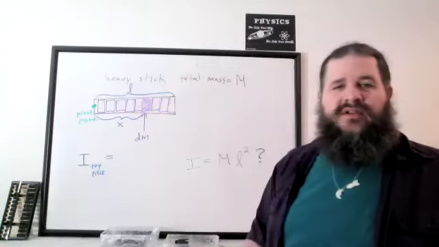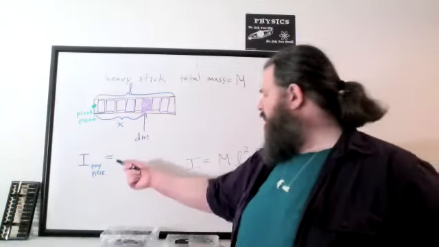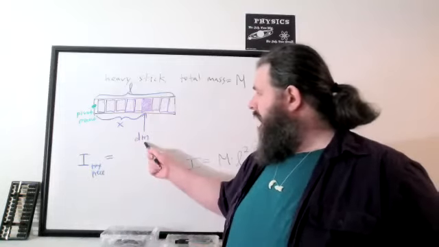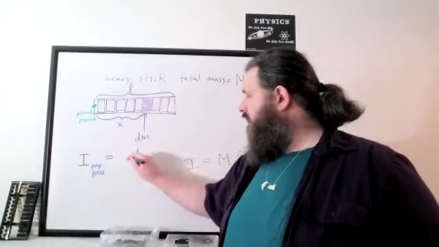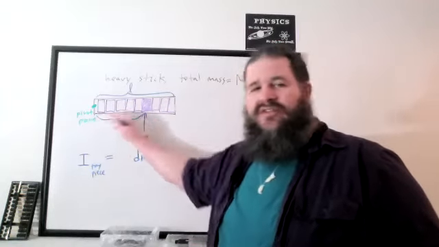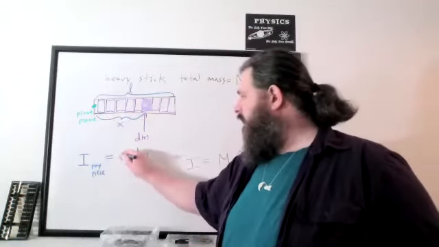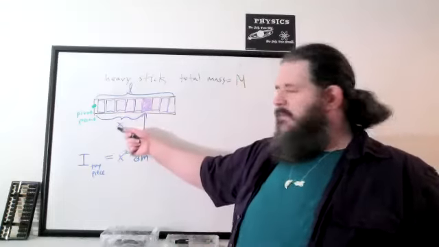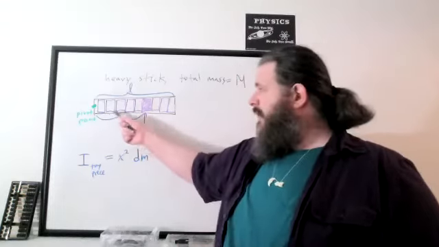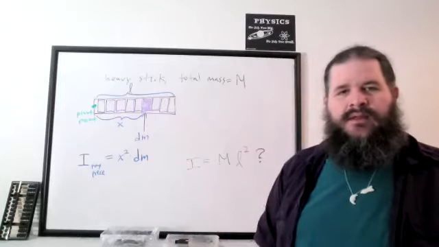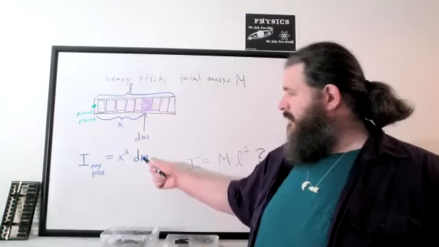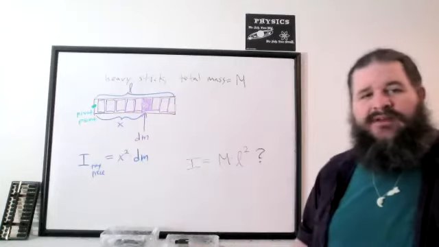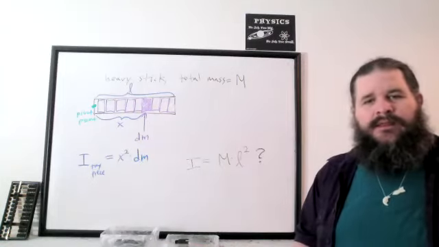That can be treated as a single point. So we can say that its moment of inertia is mass times distance squared. A tiny bit of mass, times not the whole length, but just this distance from the pivot point squared. And of course, x I'm going to leave as a variable because we could be talking about any one of these tiny pieces. So this tiny piece: distance from the pivot point squared times the tiny bit of mass. That'll be the moment of inertia of that tiny piece.